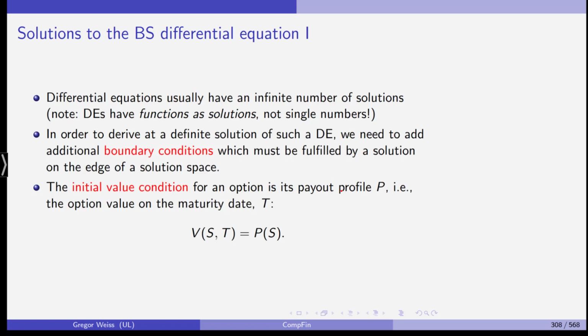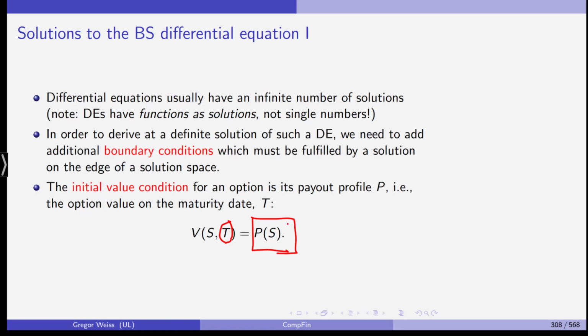So in order to derive a definite solution, we need to add additional boundary conditions, Randwertbedingungen. For example, the initial value condition for an option is its payout profile. For the option value at the terminal maturity date, you get what it pays out. So the payout function is the terminal value condition for solving this partial differential equation.